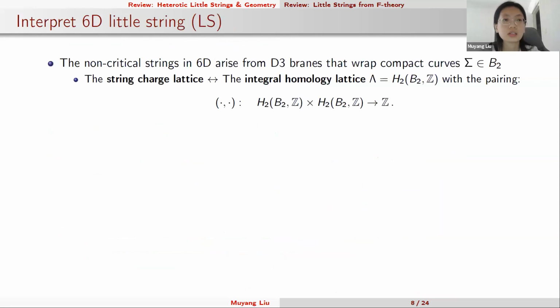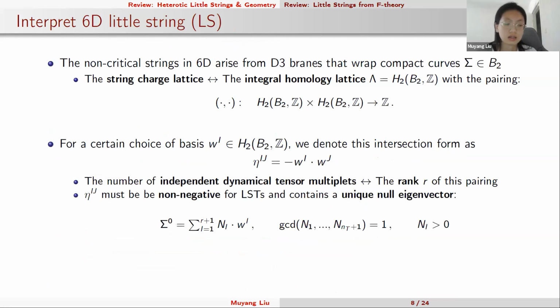So let's first interpret the little strings. In 6D, we notice that the non-critical strings arising from D3 branes wrapping compact curves have a string charge lattice that is interpreted easily by the integral homology lattice of the second cohomology group of the base B2 with its pairing. And this pairing gives, after certain choices of the basis w_i, naturally the intersection form eta^{ij}. And this eta^{ij}, denoted as a matrix, gives very important information of the relevant little string theory.